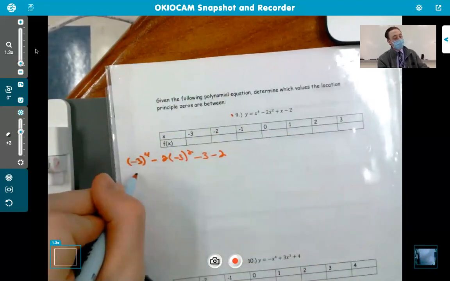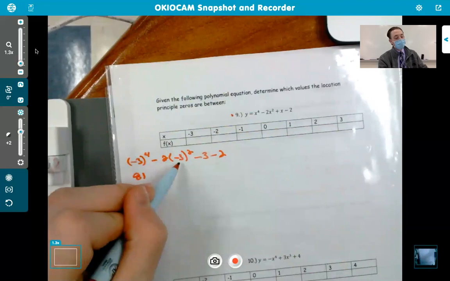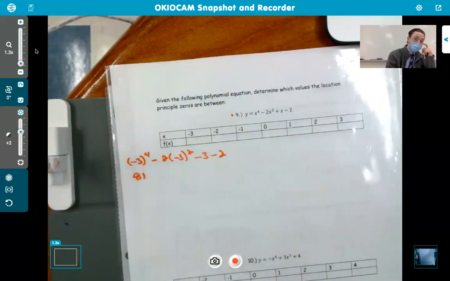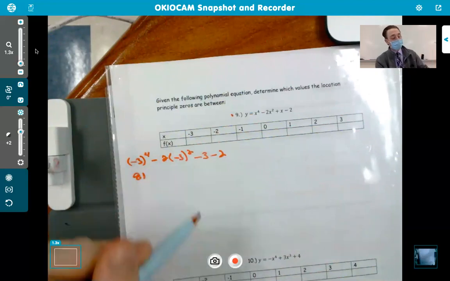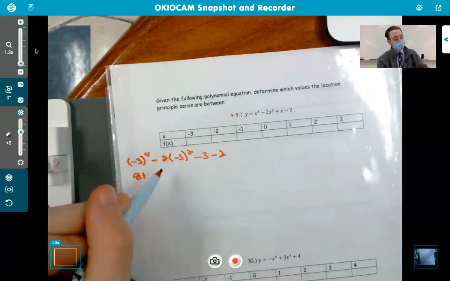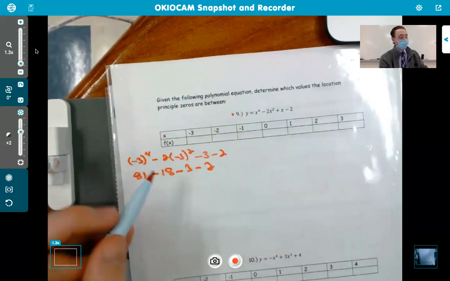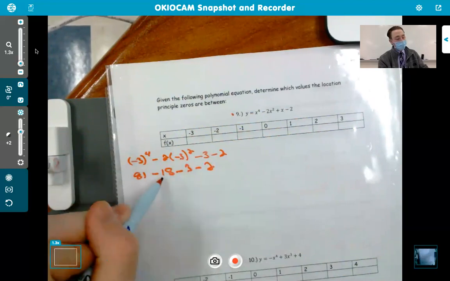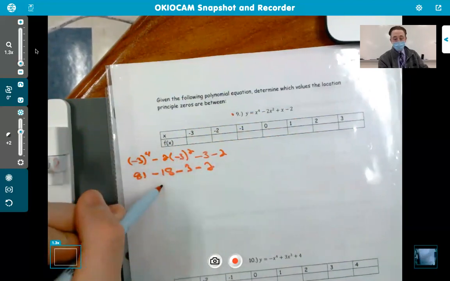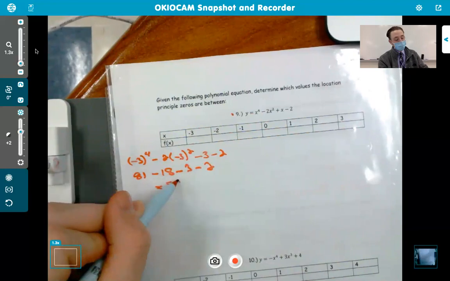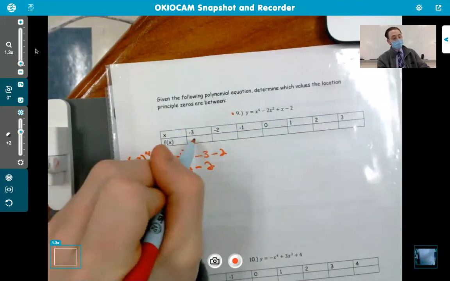-3 to the 4th power is 81. What's -3 squared? +9. What's 9 times -2? -18 minus 3 minus 2. And then that's going to give me, so 81 minus 18 minus 3 minus 2 is going to give me +58.